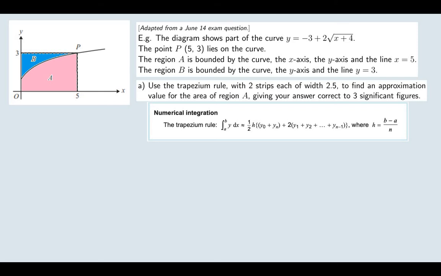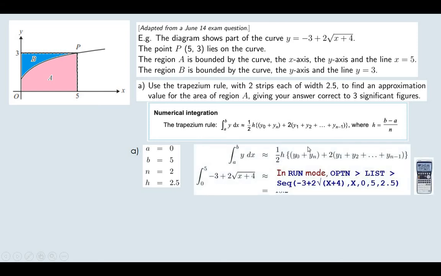Now we're going to look at a kind of range of different exam style questions. So for this first one, we want to start off by using the trapezium rule to estimate the area A. So we've got lots of information here which is drawn on the graph there. So here we go, let's get our key bits. We need to know where to start and where to finish. So we're starting at 0, ending at 5. We need two strips of equal width, 2.5.